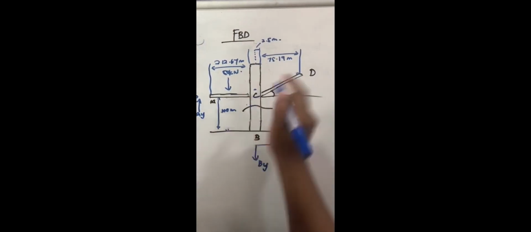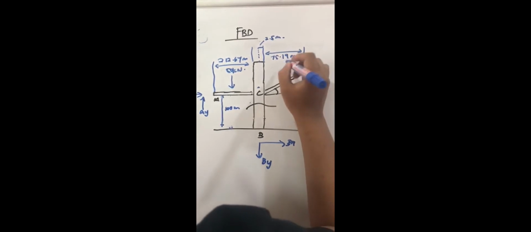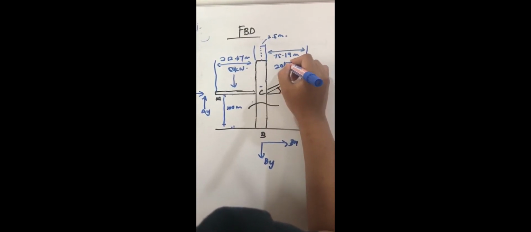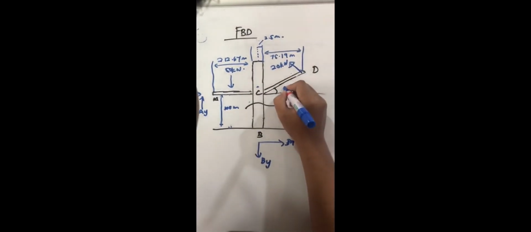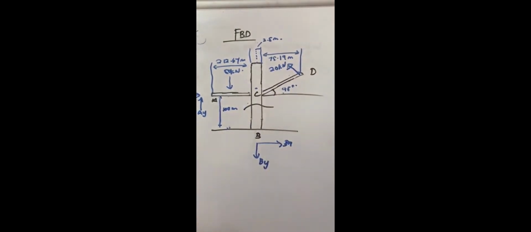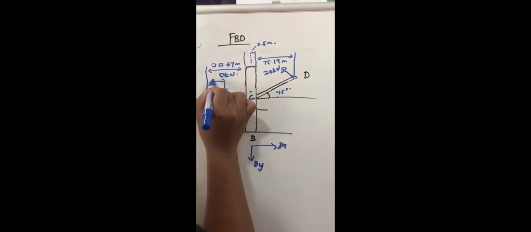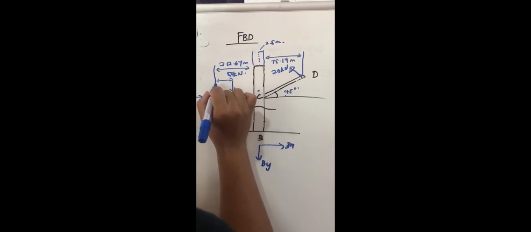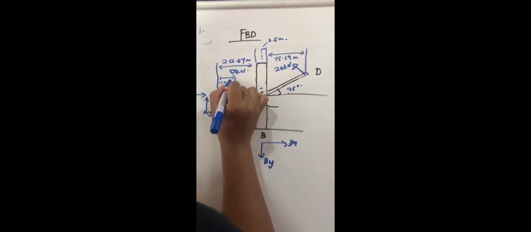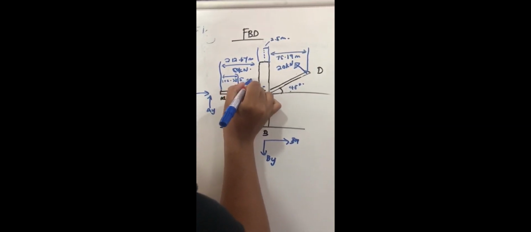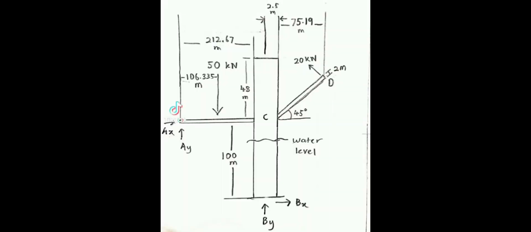The force to lift up the bridge is 20 kilonewton. The angle here is 45 degrees. The distance from here to here is 106.335 meter. At point A and point B, it is similar to pin supports. So that's why there are two components of reaction force, component X and component Y, on both of them.